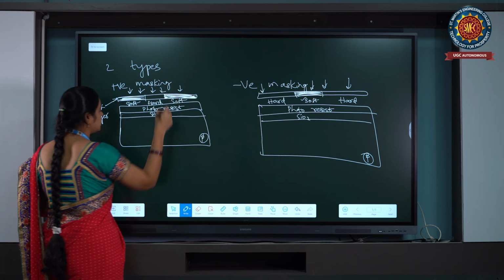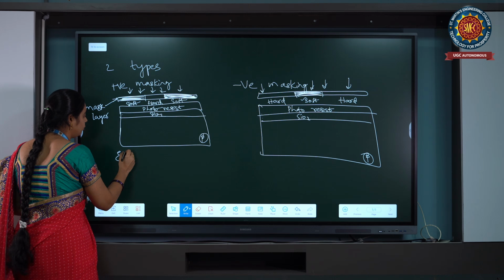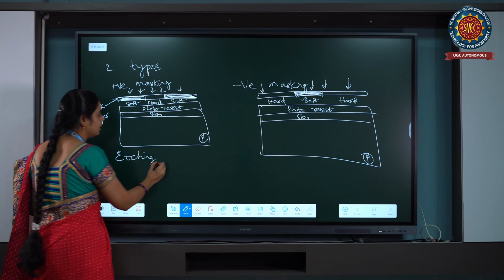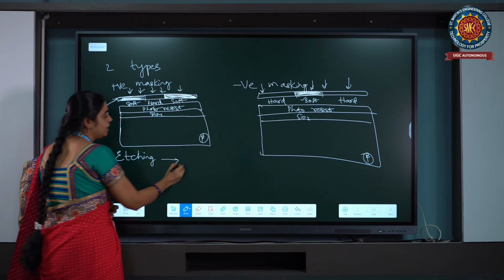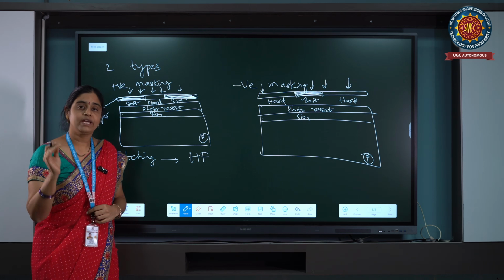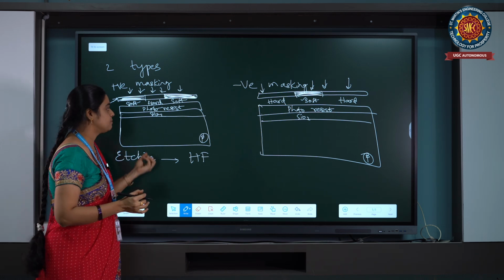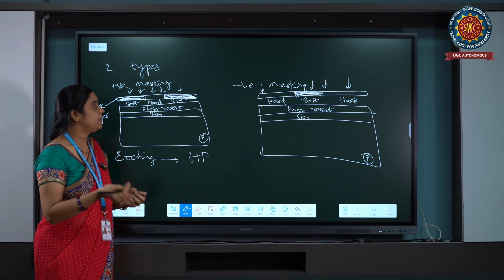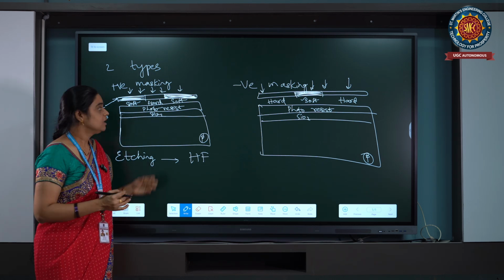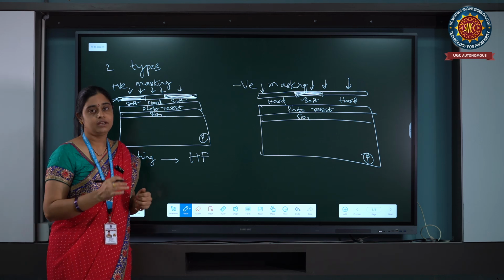And what's the next step of masking? We are doing the next step as etching. What is the process of etching? In the etching, we will place this substrate in HF solution. HF solution means hydrofluoric acid. When we dip this substrate in hydrofluoric acid, the regions which we softened will be dissolved in the acid. The regions which are hard will remain at the end.